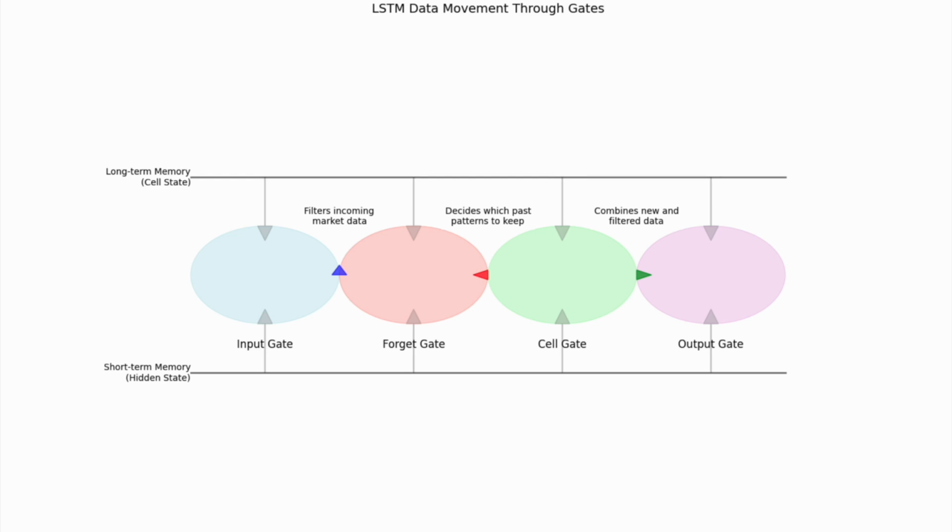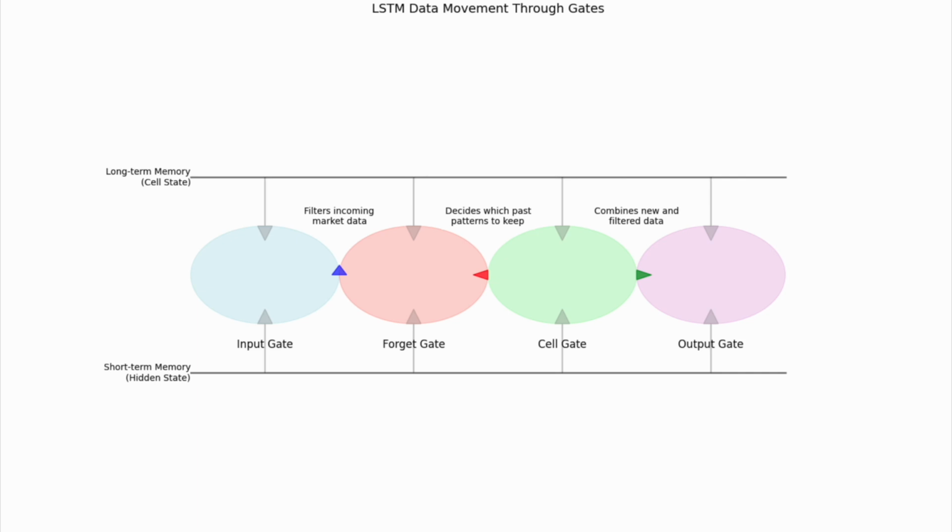Next up, the forget gate decides which past information should be kept and what should be discarded. For example, if a sudden market anomaly happened in the past but is no longer relevant, it will be filtered out here. In the cell gate, the LSTM combines new information with filtered past data. This updated memory helps the model understand trends such as whether a stock is consistently rising or fluctuating in patterns.